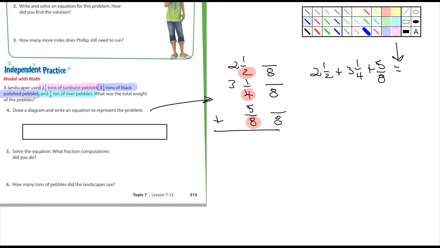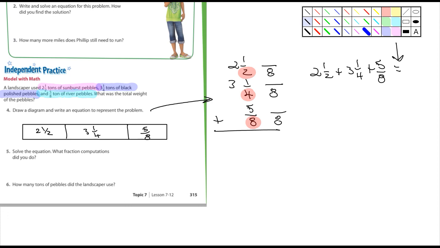Well, I guess, I don't know, 2 1/2, and then what's the next one? 3 1/4. So it's going to be a little bit larger. 3 1/4, and then what's this last one? 5/8. I probably should have made that 5/8 smaller, but there you go. There's our bar diagram. All right.